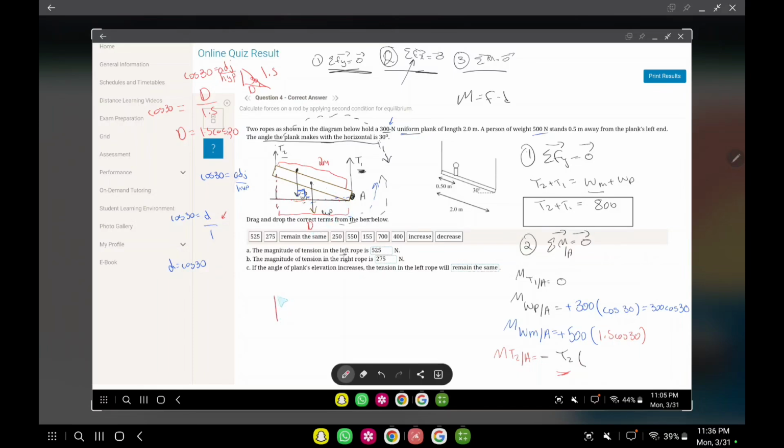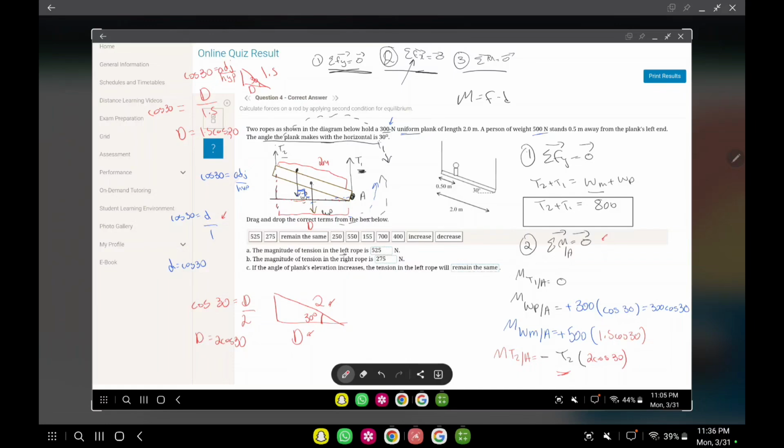So it's a triangle. Hypotenuse is 2. This is D over here. You want this angle, we know this angle is 30. We want the adjacent, we have the hypotenuse. For adjacent and hypotenuse, we're going to use cosine equals adjacent D over the hypotenuse 2. So you're going to get that D is equal to 2 cosine 30. Okay, so we found all the moments, and we know that they add up to 0.